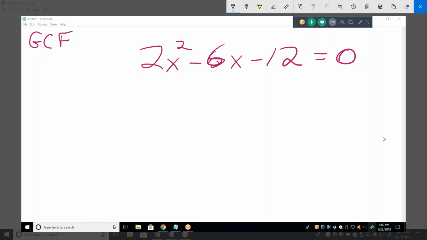So first of all, let's talk about this quadratic that I've written. It's a typical quadratic that is going to require you to factor. And by that I mean it has an x squared term, it has an x term, and it has a number. So the only thing you might be able to do here is factor out a greatest common factor. Can we do that?